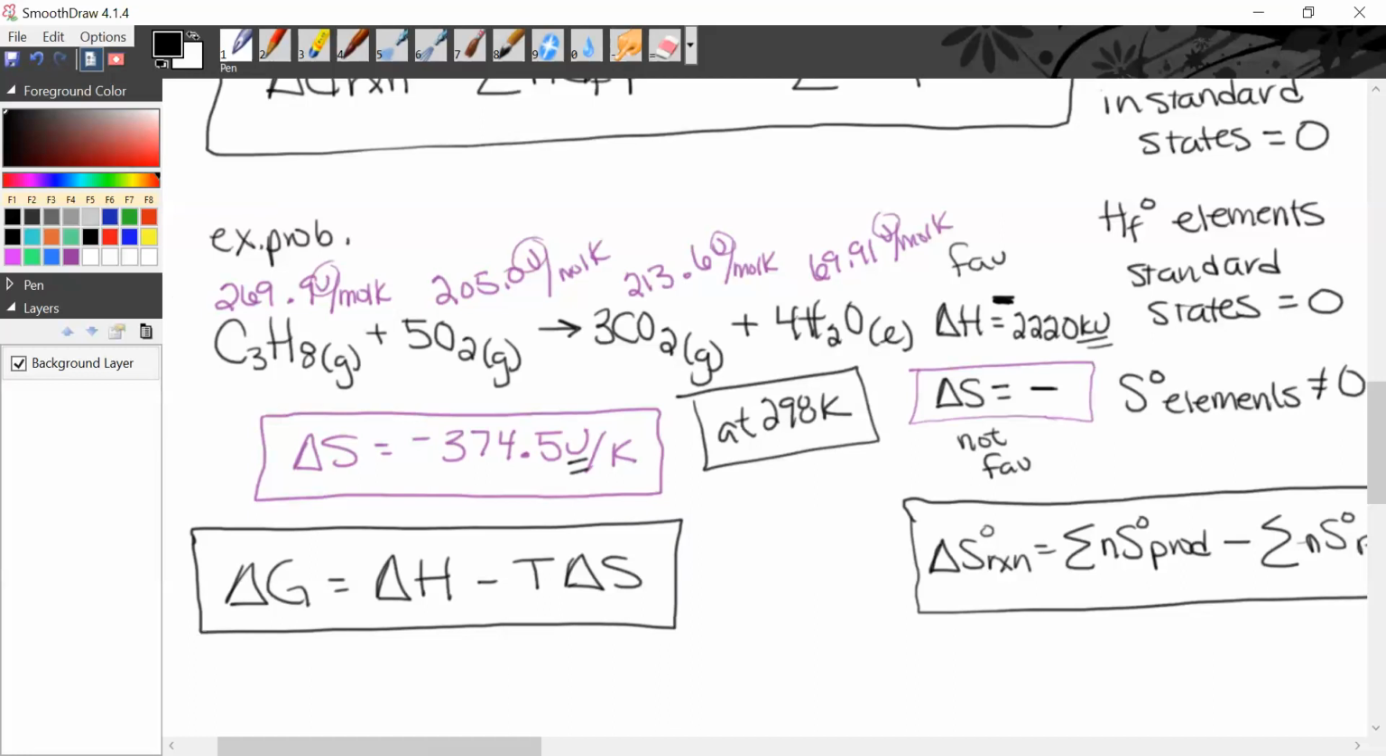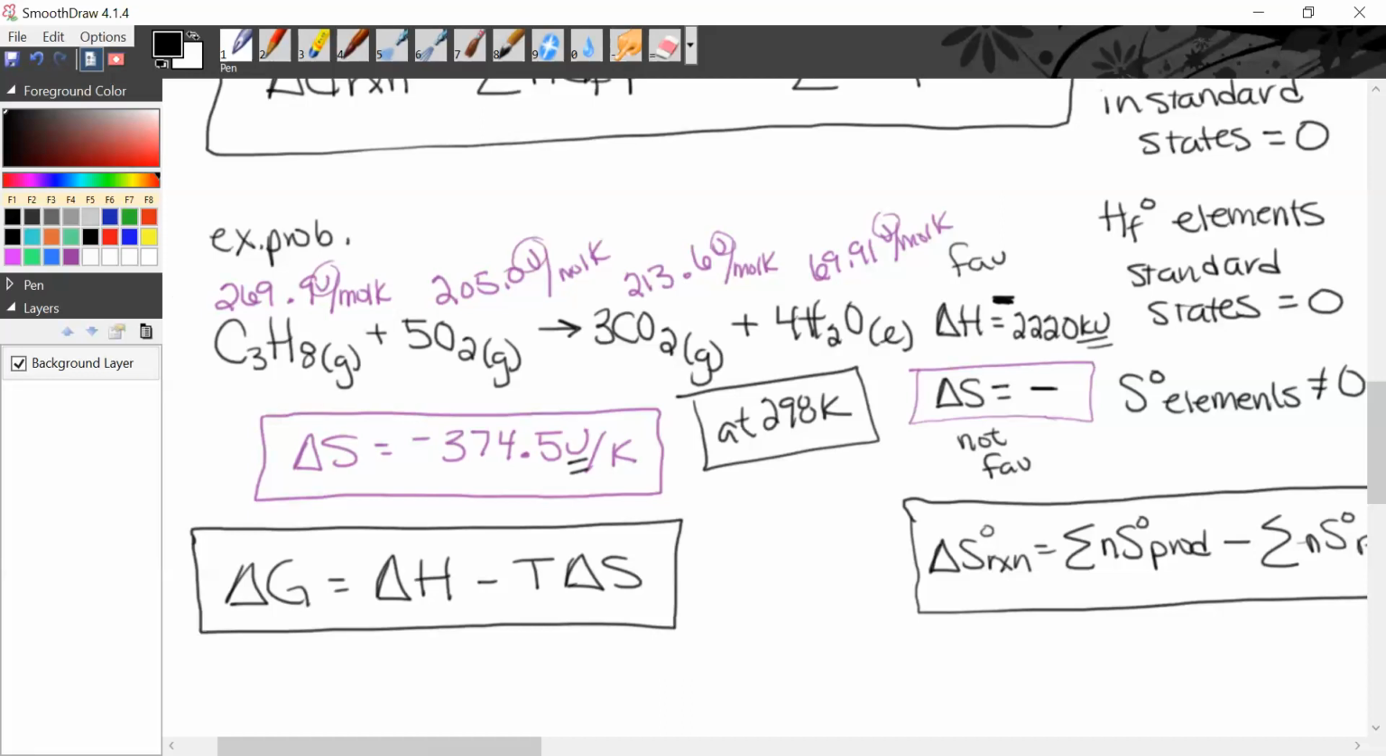Do you want us to convert from kilojoules to joules? Avery asked the same question: does it matter if we go joules to kilojoules? The delta G values make more sense in kilojoules. So I would change my joules to kilojoules, because the delta G values tend to make more sense in kilojoules.